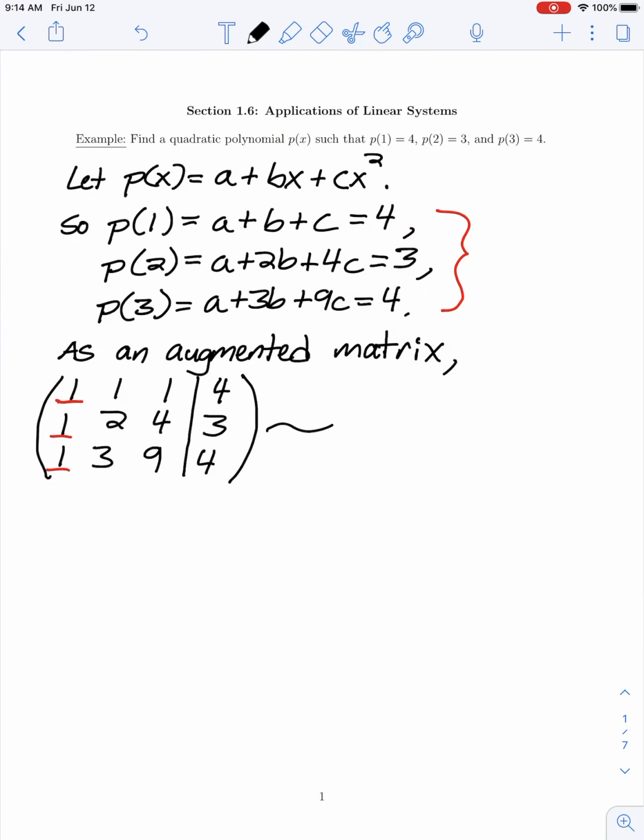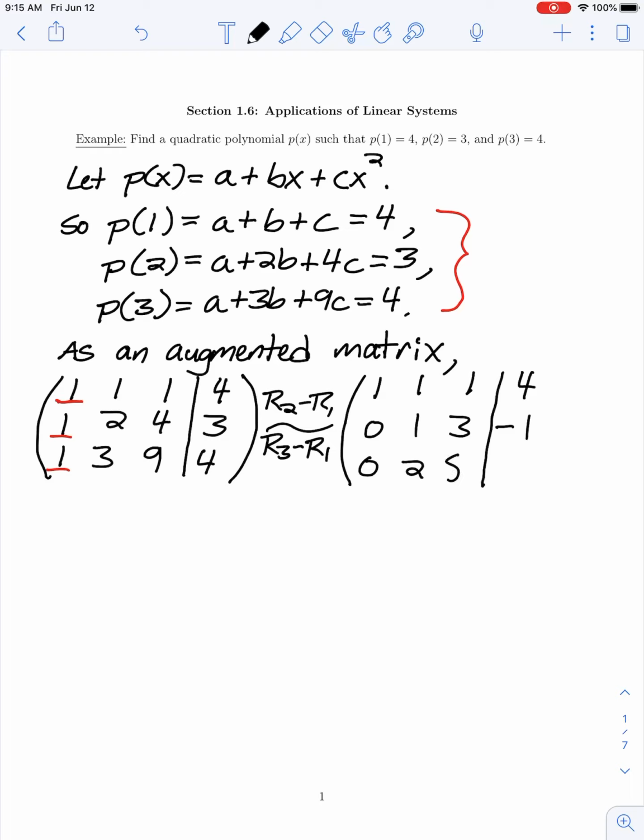For our first operation, I'm going to take row 2 and subtract row 1 from it. So my first row will remain as 1, 1, 1, 4. My second row becomes 0, 1, 3, negative 1. And in this same step, I'm going to take row 3. I could take either minus row 2 or minus row 1. I'll stick with row 1 here. So this would give me 0, 2, 8, and 0.